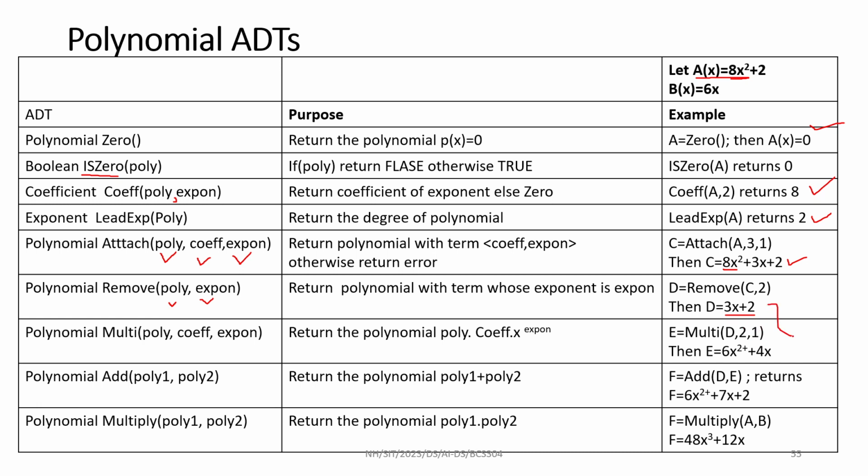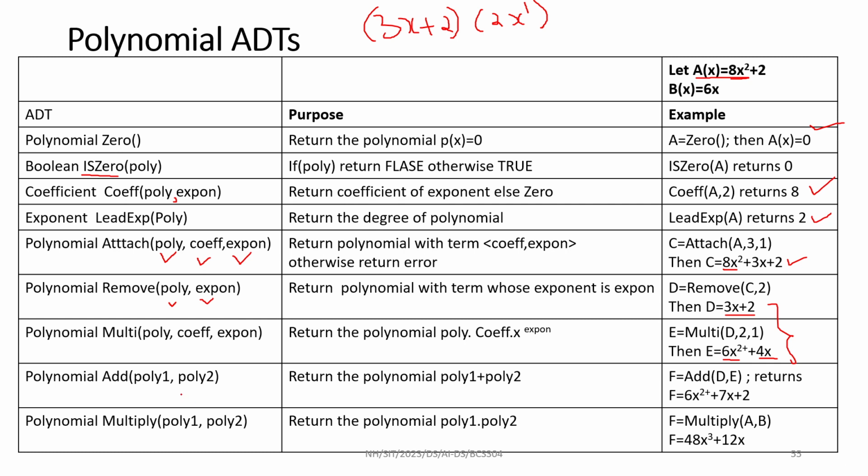This I will explain here. You are going to multiply d, which is 3x square, sorry, 3x plus 2. The term that you are multiplying is 2x power 1. 3 into 2, all the terms you have to multiply. 3 into 2 is 6, 6x square. 2 into 2 is 4. This is how to multiply.